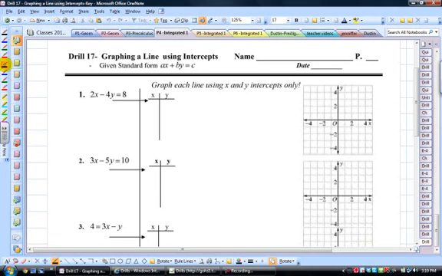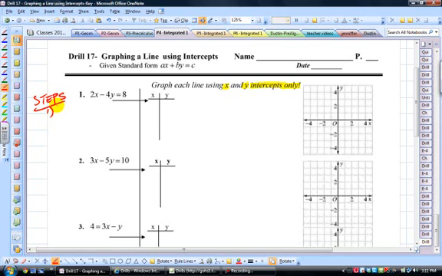This is Mr. Ainsworth and we're going to get into drill 17 here, and we're going to talk about how to graph a line using intercepts only. So we're not going to be solving for y here and getting in slope intercept form like you used to. We're going to use x and y intercepts only. Alright, so how do you do that? Well, let's step it out on the side here.